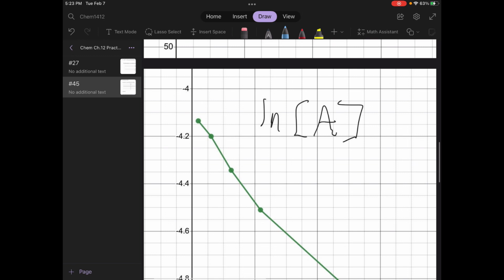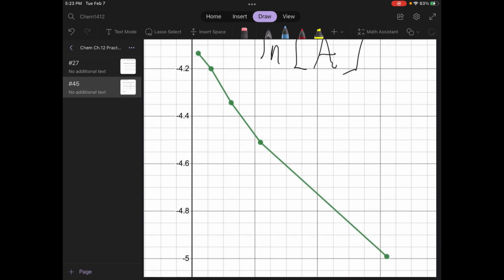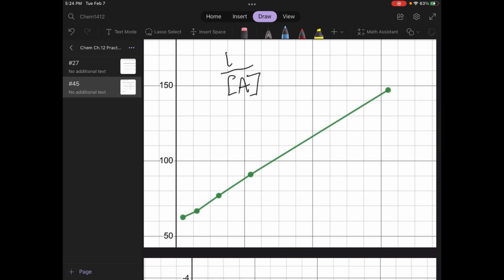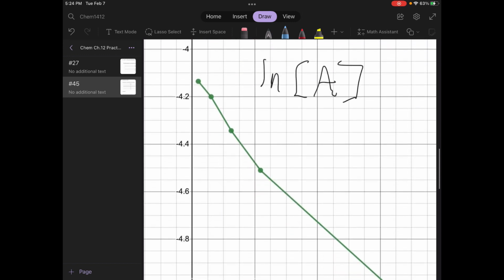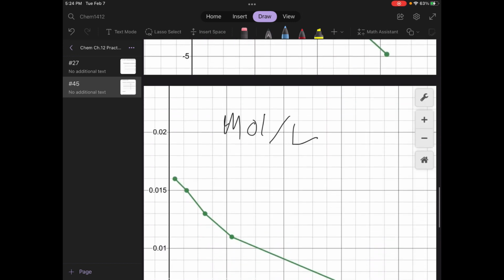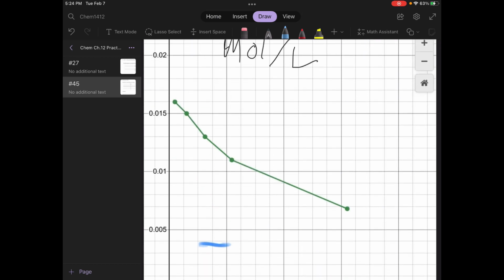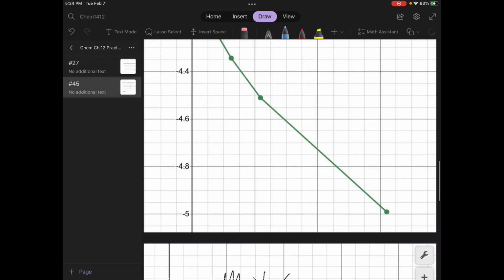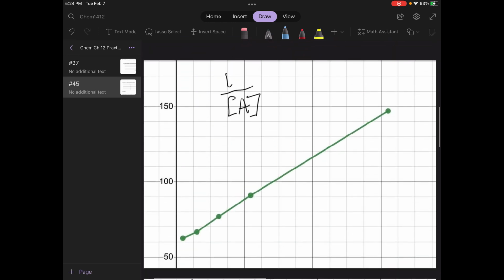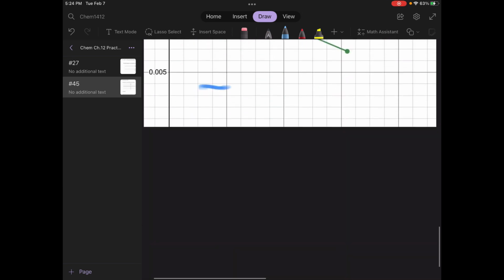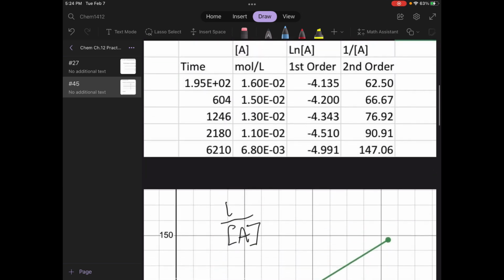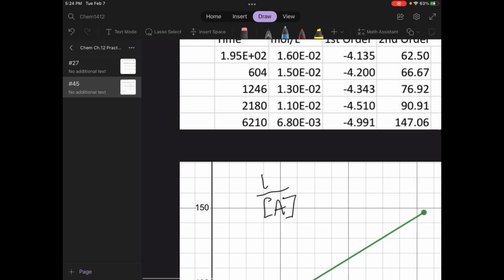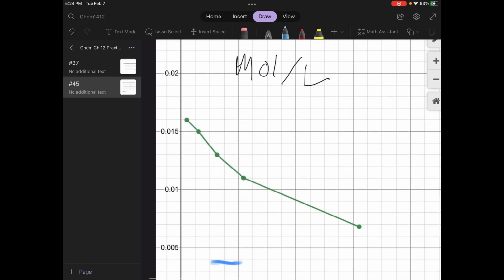Then we have our natural log one. It's almost linear in the beginning, but there's also that big part that's not so linear. So this might be our second choice. Our first choice so far is our inverse function. Then our natural log one is kind of off, and our molarity one is also not so linear. So just by looking at our graphs, the most linear one is obviously our inverse one. So we know our inverse integrated rate law, just by scrolling down, is a second order.